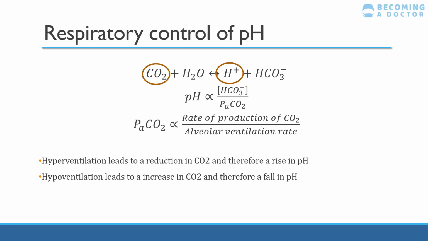But it also means that the respiratory system can compensate for changes in pH. If you have a decrease in pH of the blood for another reason, for example in diabetic ketoacidosis, you get production of ketones, which are acidic, and that will cause a fall in pH. In response, you can have hyperventilation of the lungs, which will reduce CO2 levels in the blood and then cause a rise in pH to try and bring it back to the normal level. So the respiratory system can act as a compensatory mechanism for changes in pH in the blood.